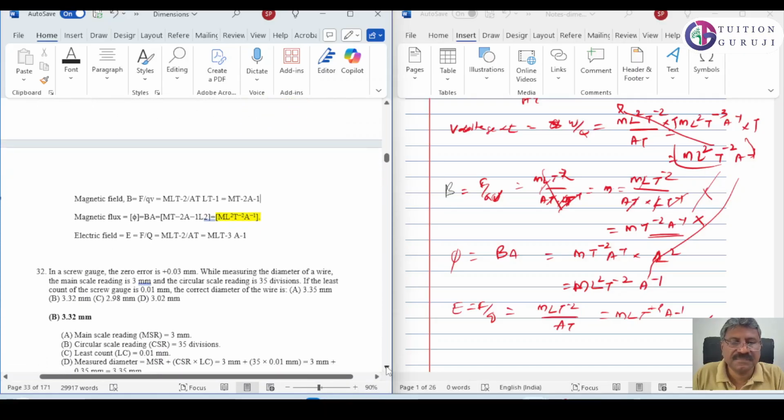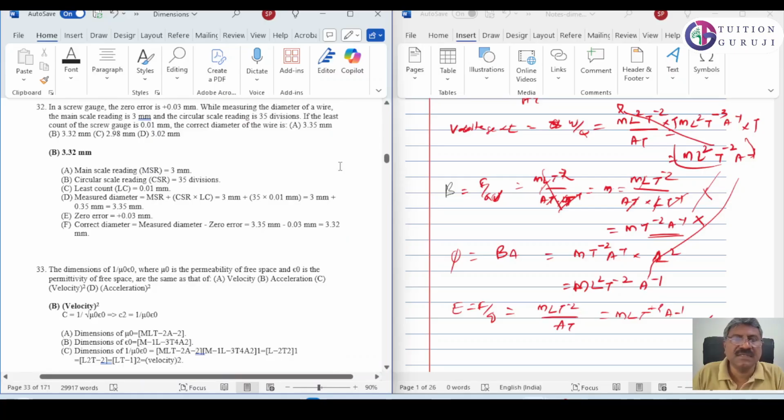Next question. In a screw gauge, the zero error is 0.03 mm. While measuring the diameter of a wire, the main scale reading is 3 mm, circular scale reading is 35 divisions, and the least count of the screw gauge is 0.01. The correct diameter of the wire is? So what is given is the main scale reading, MSR 3 mm, then circular scale reading 35 divisions, and least count 0.01.